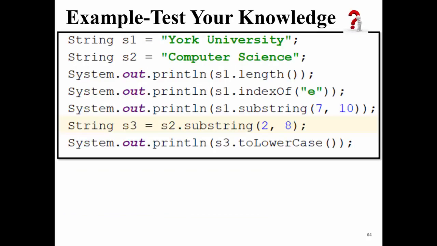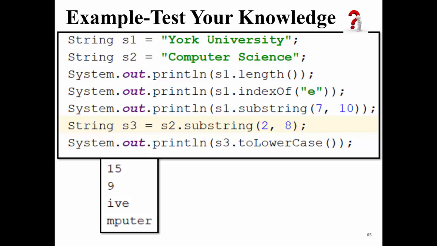So this is to test our knowledge. We define two strings S1 and S2, and we ask to print the length and the index of E. And then we ask for a substring between 7 and 10, and a substring between 2 and 8, and then we ask for S3.lower. So as you can see, on the first one the length is 15, and the index of E, the first time we see E, is at index 9.